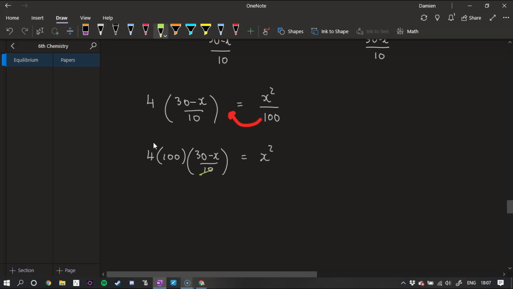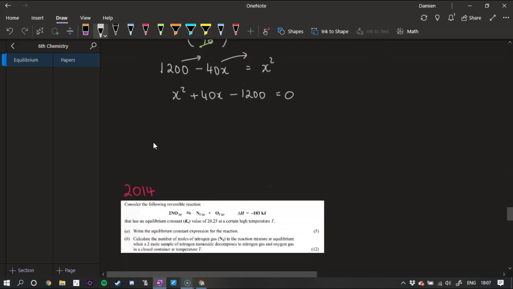You can, if you want here, 10 goes into 100 10 times, if you want to do that. So 4 by 10 is equal to 40, so you have 40 multiplied by 30 minus x. So 40 multiplied by 30 is going to give you 1200. And then 40 by minus x is minus 40x, and that equals x squared. We've obviously got a quadratic equation here. So I'm going to bring that across, and I'm going to be left with x squared plus 40x minus 1200 is equal to 0, and we're going to have to try and factorize that.